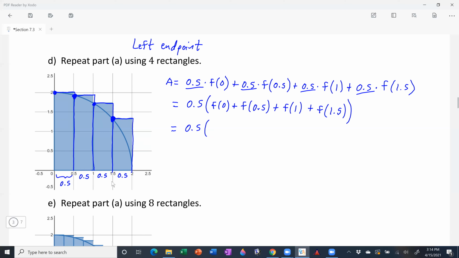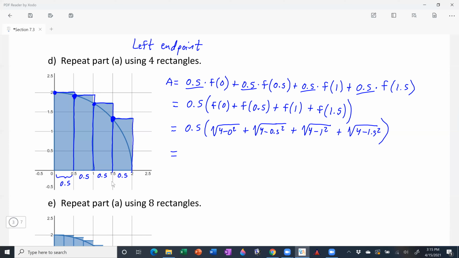So I'll just leave that 0.5 out there. And then f of 0, I'll write it out for now. We have square root of 4 minus 0 squared, plus square root of 4 minus 0.5 squared, plus square root of 4 minus 1 squared, plus square root of 4 minus 1.5 squared.